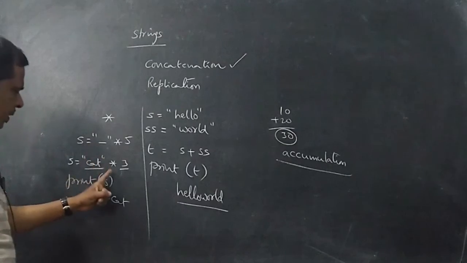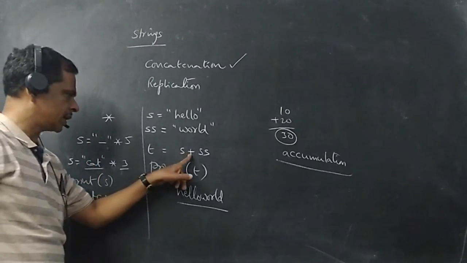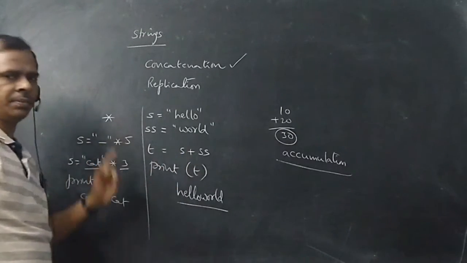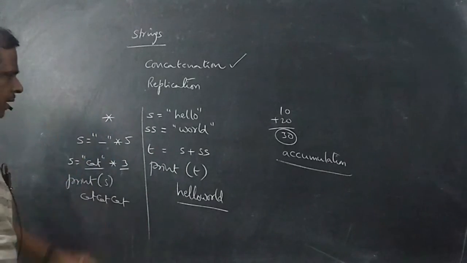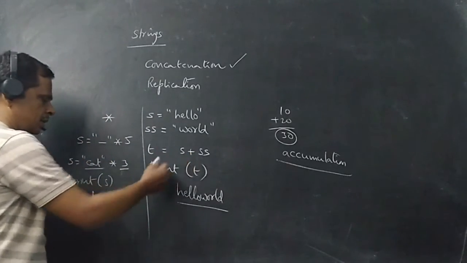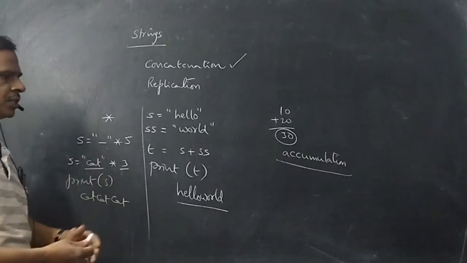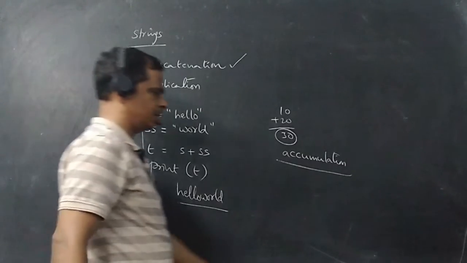This is called replication and this is called concatenation. These two symbols can be used on strings in Python. This is concatenation, this is replication. We use them in our programming, when programming comes, we use them.